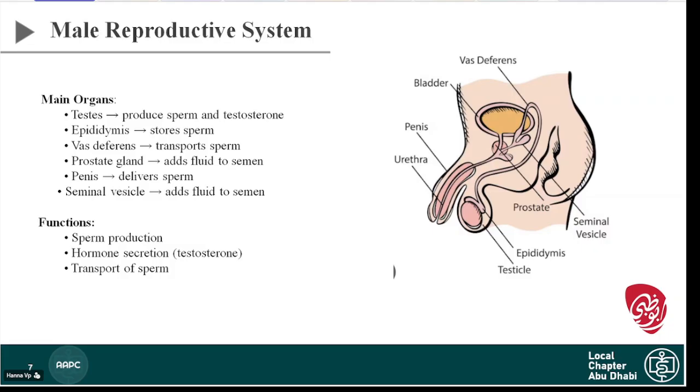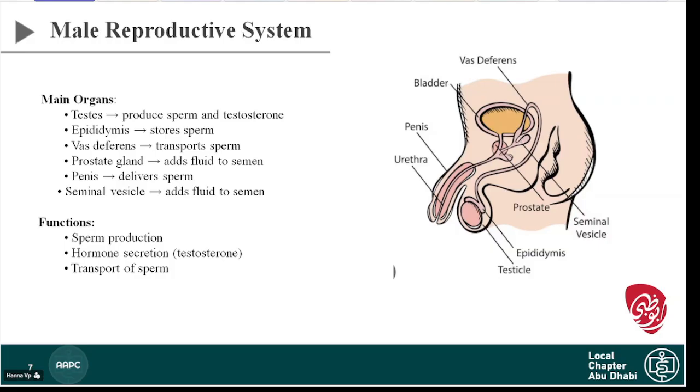So first of all, let's see the male reproductive system, guys. What are the main organs included in the male reproductive system? First of all, you can see the testis. This is the main part which helps to produce sperm and testosterone hormone. And the epididymis is the part after the production of sperm which stores the sperm. And the continuation, you can see the vas deferens, which transports the sperm during sexual intercourse.